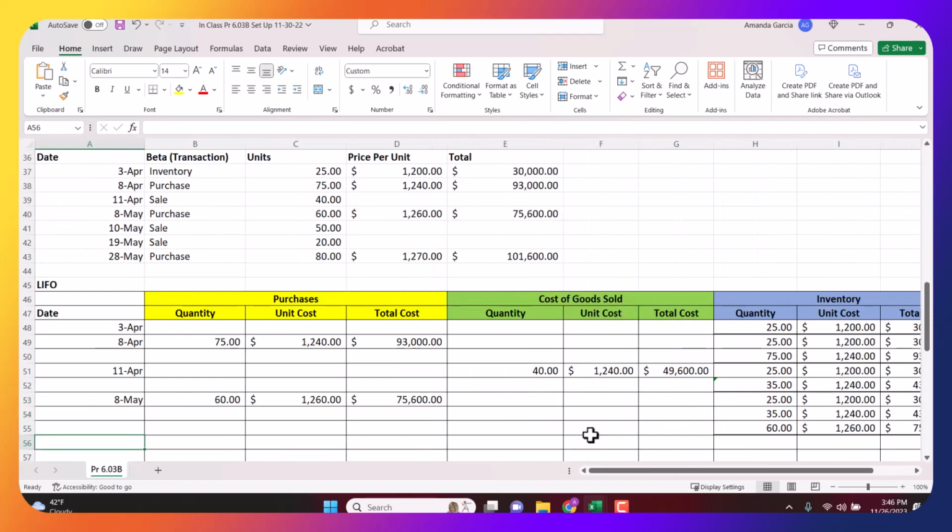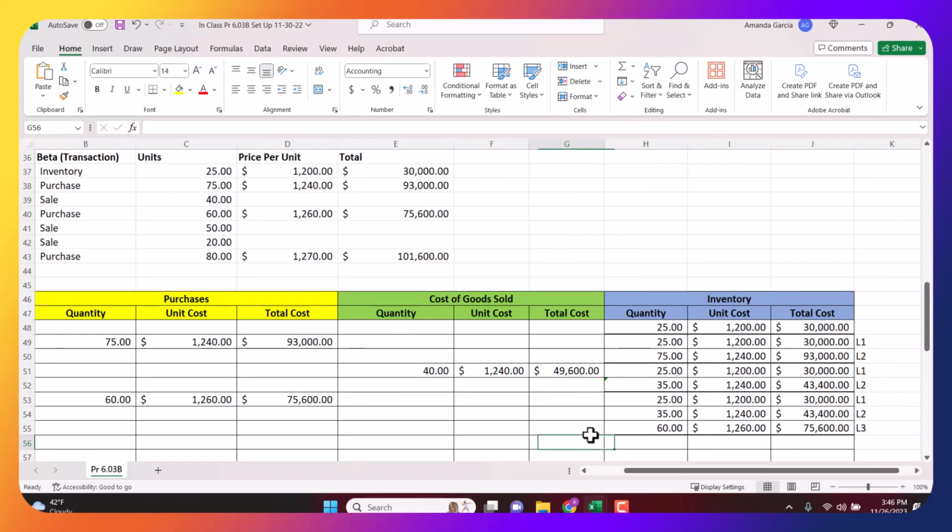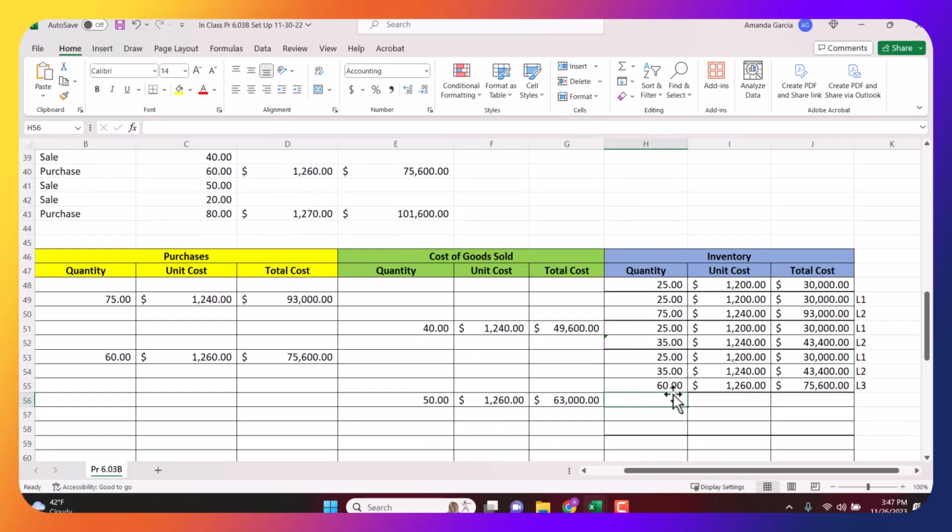The next one says on May 10th, we are going to sell 50 units. So I'm going to go to the last thing we bought, which is the 60 units. Do we have 50? Yep, we have 60 actually. So we're going to sell 50 of these. So 50 times 1,260. So we sold 50 of this 1,260 unit.